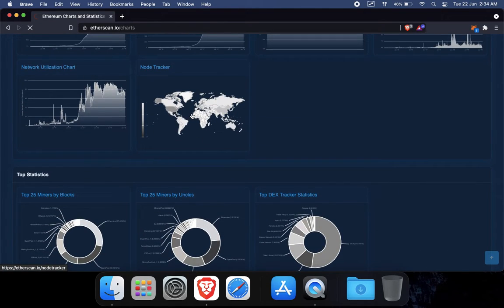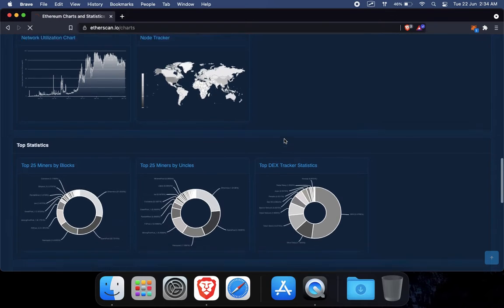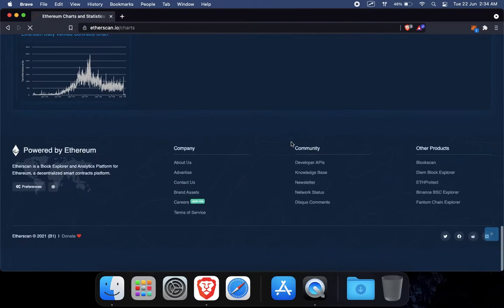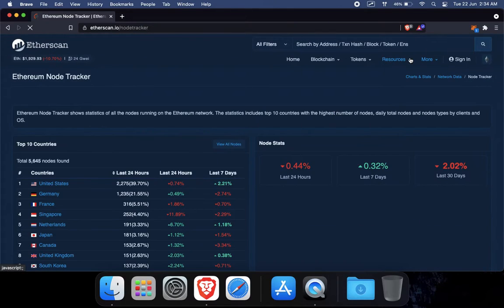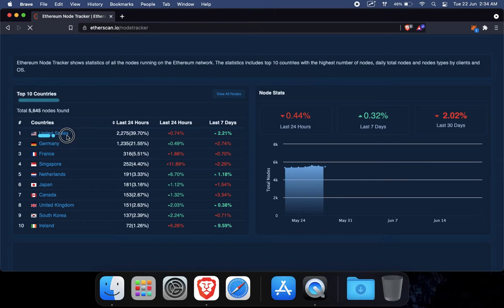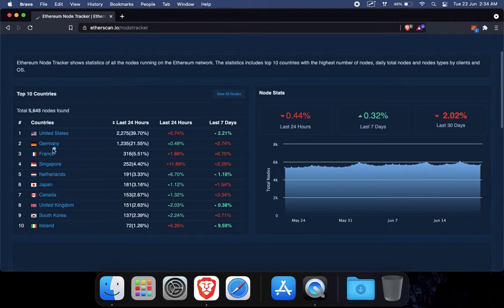Node tracker. Which country has the most number of nodes? Not sure why my internet's a bit slow. That's okay. Top 25 miners. Lots of data here for people who like data. Oh, so we can see here top 10 countries: United States, Germany, France, Singapore. Oh, Singapore, wow, our neighbors, right? In the last 24 hours, 39% is in United States.